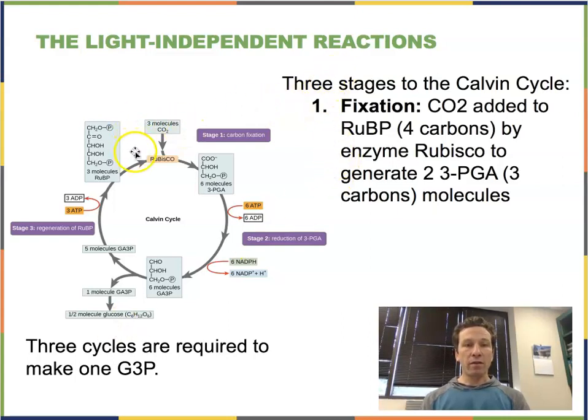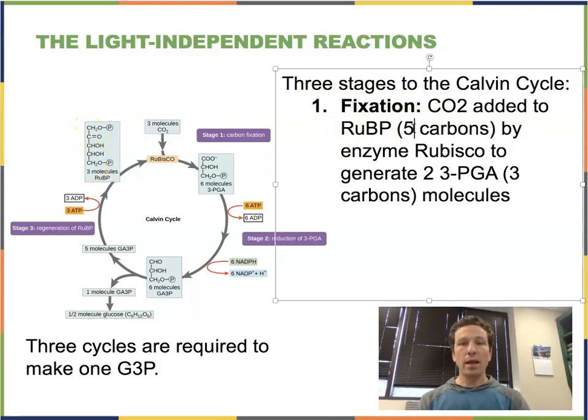Let's talk in detail first about stage 1, the fixation stage. Here we have carbon dioxide being added to RuBP, which is a 5-carbon compound, and this is going to happen by the enzyme Rubisco. And so take a second just so you can count and confirm that RuBP in fact has 5 carbons, and you can also see it has a couple of phosphate groups. Carbon dioxide, of course, has 1 carbon. When those come together, they are going to form a 6-carbon compound.